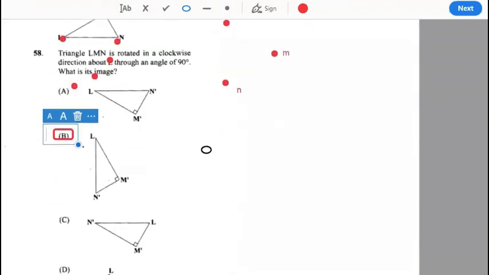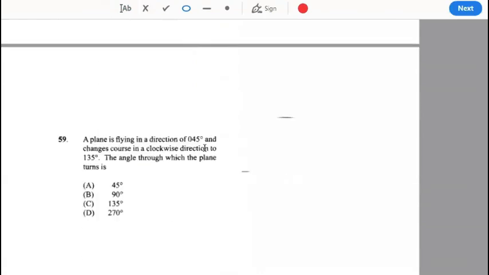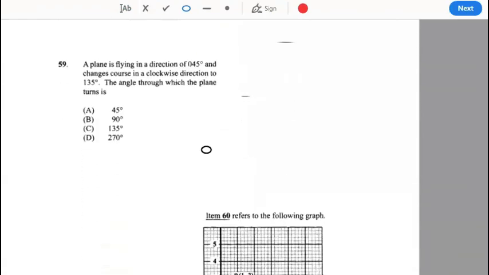And 2 more questions to go, and then you'll be completely getting your full math for grade 1, leaving CXC examination like a boss. A plane is flying in a direction of 45 degrees and it changes course. How can I draw this answer?